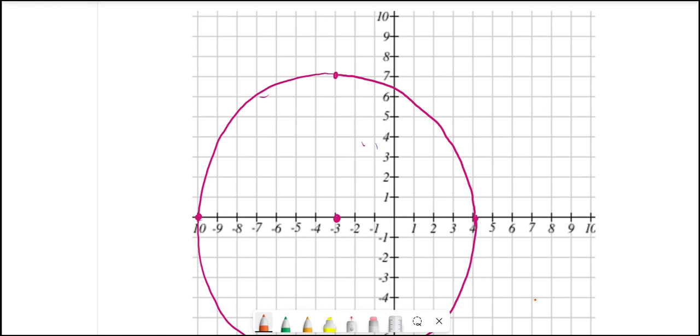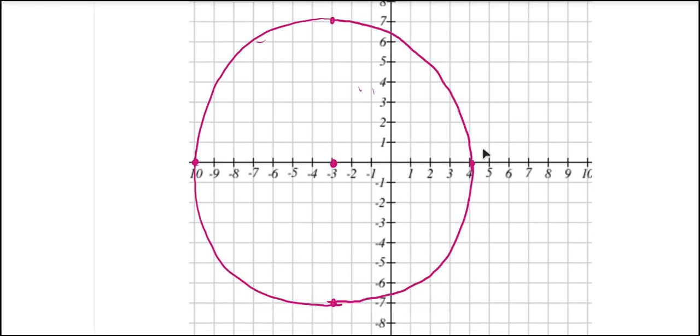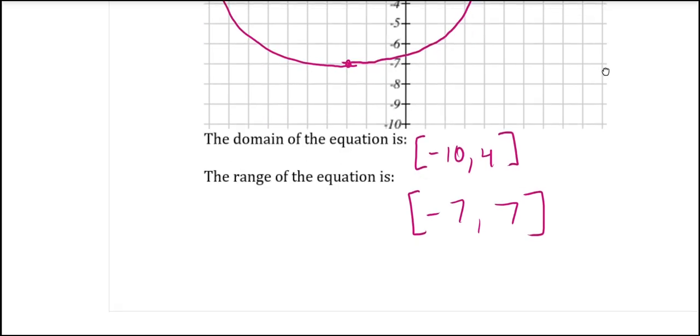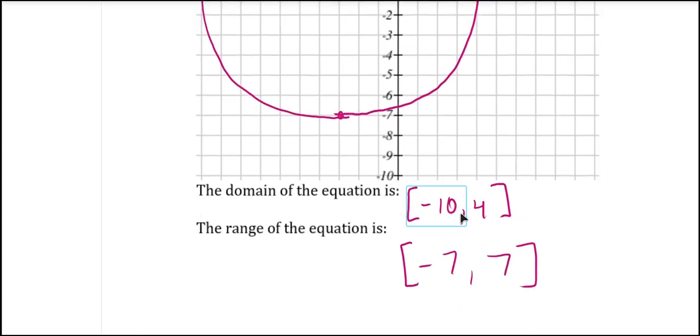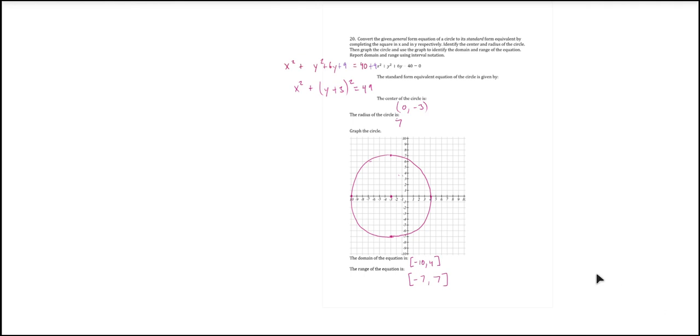If we put a point at 0, minus 3, and we put a radius of 7 around that, we'd get this kind of circle, and that would give me a domain from minus 10 to 4, and a range of minus 7 to 7. All right, that's going to do it for this video.